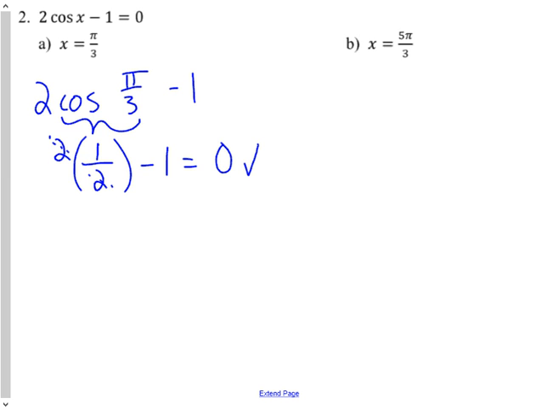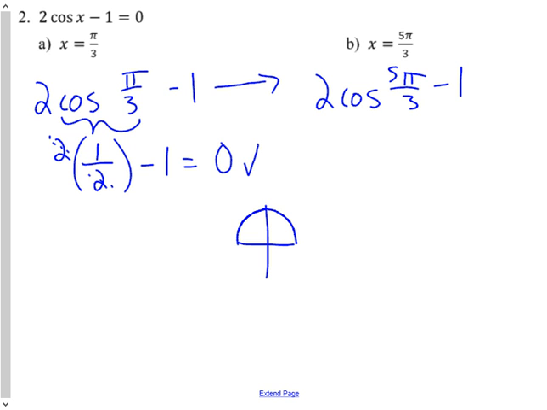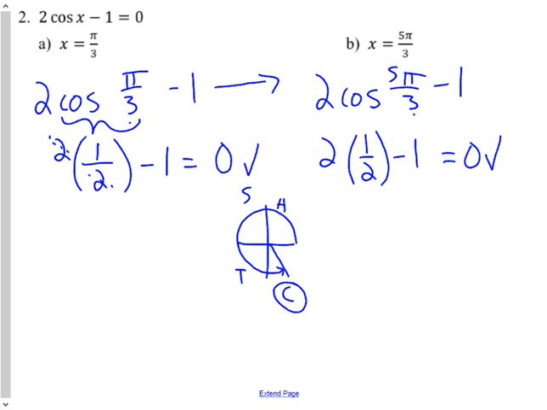Next, what about 5pi/3? So the only difference, and again, we're basically at this point right away, right? We're just asking, what is 5pi/3? And then we're going to cancel the rest with math. So a reminder, 5pi/3, we've got 3/3, 4/3, 5/3 is over here. All students take calc, so this one's positive. Cosine is positive there. And it's the same thirds, right? So this is also 1/2. So 2 times a half is 1, minus 1 is 0. And we again confirm that 5pi/3 will be a solution.